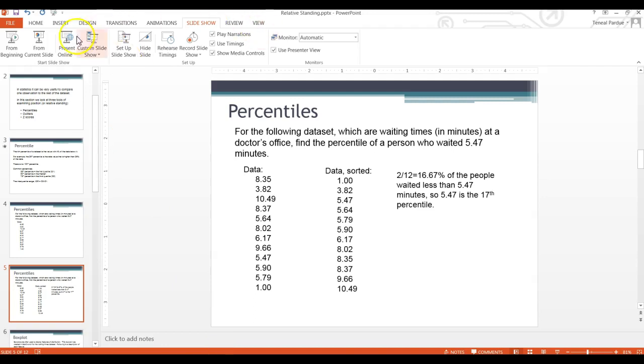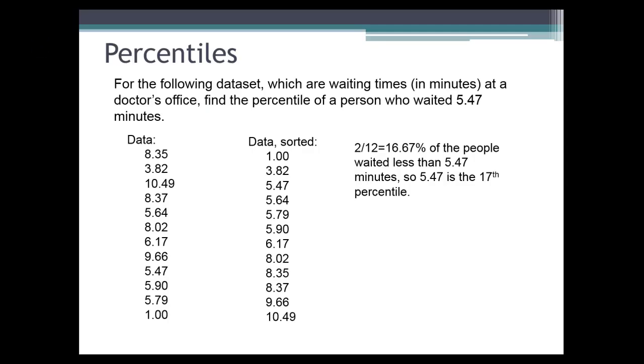So percentiles, that's all I'm going to ask you to be able to do. Find the data point, count how many observations are below it, and then do that as a percent of the total.